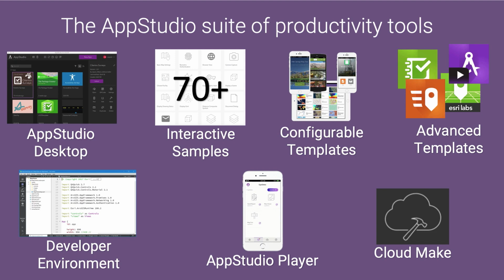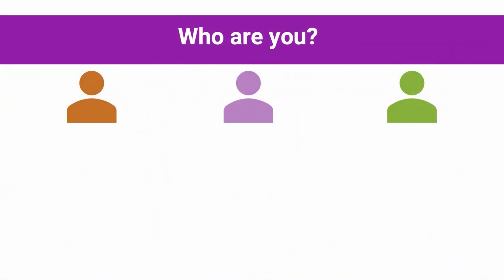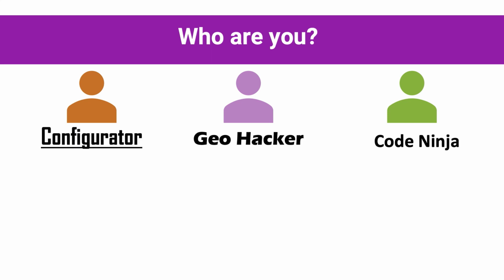Now that we've defined AppStudio, we've talked about some of the apps you could build with AppStudio, as well as the productivity tools that come with it. Let's talk about what you can expect to build with AppStudio based on your technical skills or the skills of those on your team. I want to go over 3 AppStudio user personas. We have the configurator, the geohacker, and the code ninja.